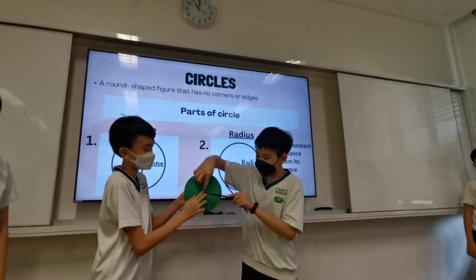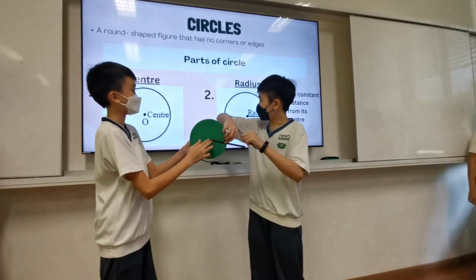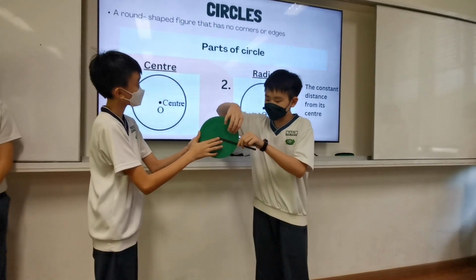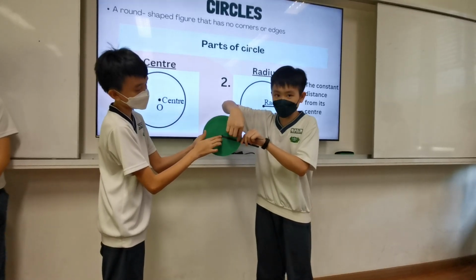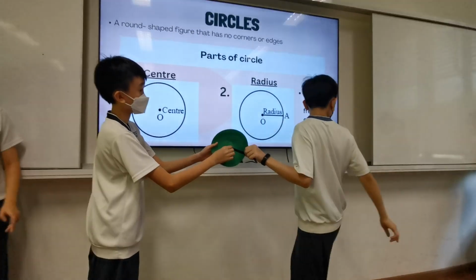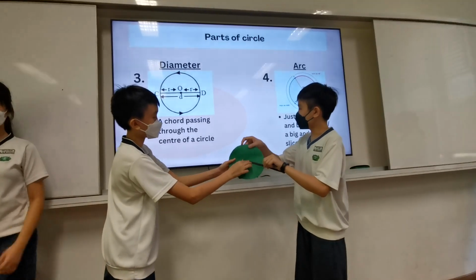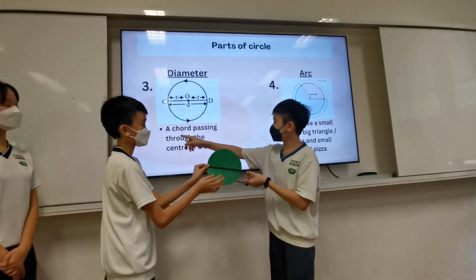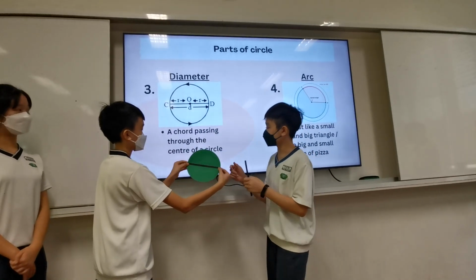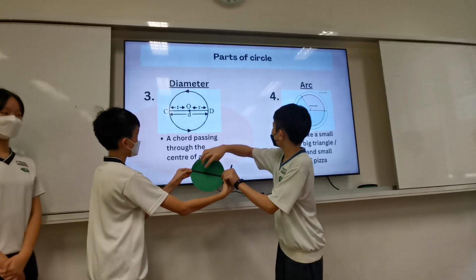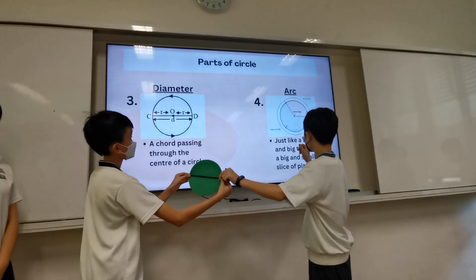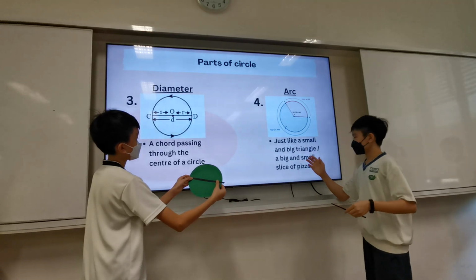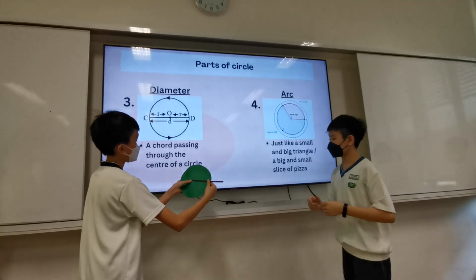Now from the center to the end of the circle, it's the radius. And now for a diameter, it's a chord that passes through the center of the circle, which is here. And for the arc, it's just like a small and big flat pizza, as shown here.